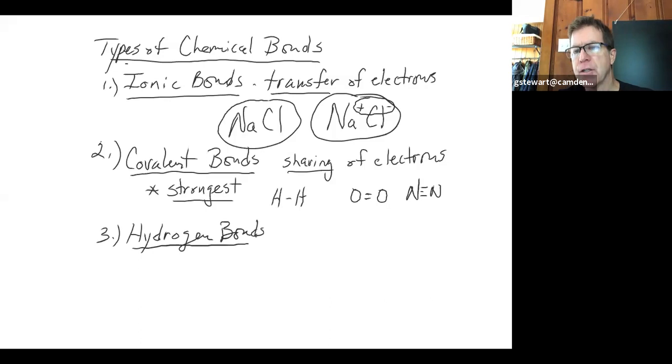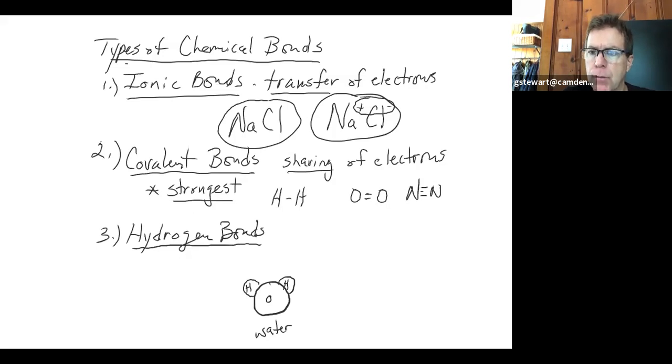These are attractions between the slightly positive side of a molecule and the slightly negative side of a whole other molecule. The classic example is water. So I'm going to quickly draw a water molecule. It's easy to draw: you just draw a Mickey Mouse head like this, where this is the oxygen and these are the two hydrogens. So this is water.